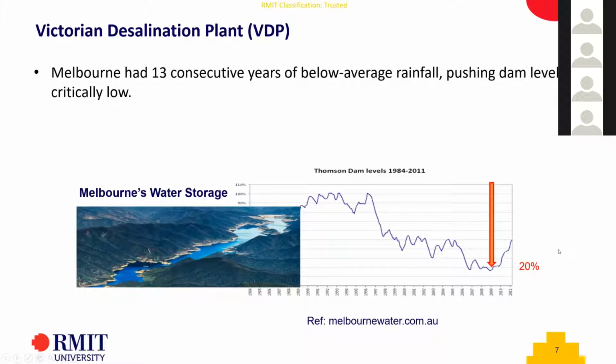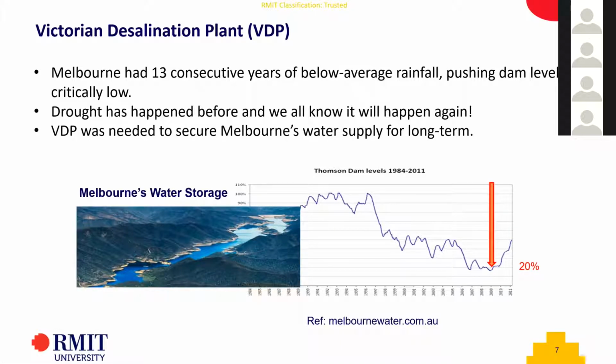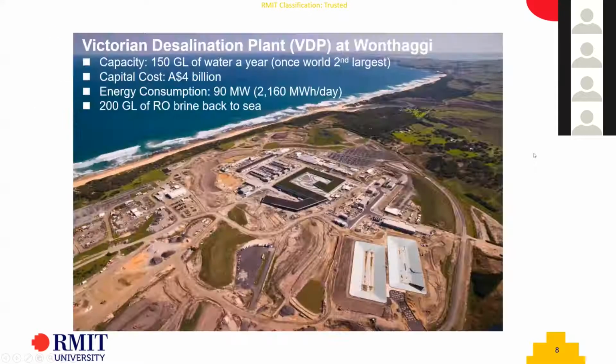And this triggered the government's decision to build the Victorian desalination plant to address the security of water supply for the long term. We know drought has happened before, and we all know it will happen again. So this was behind the decision. A little bit more information about this plant. This is a snapshot of this desalination plant. Its capacity is 150 gigaliters per year or 450 megaliters per day.